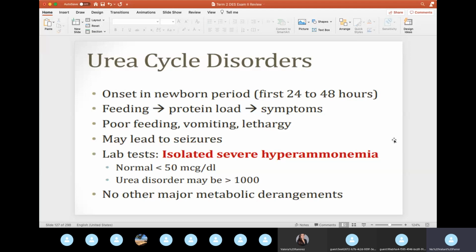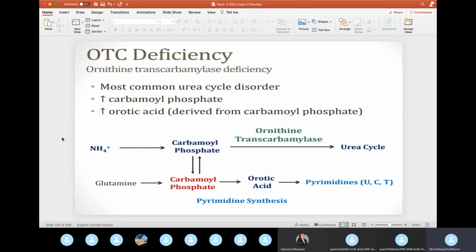Now let's talk about urea cycle disorders. The onset is in the newborn. So after feeding, you have a protein load which produces symptoms. Why is this deadly? It can lead to seizures. So what can we see? Severe hyperammonemia. Can you imagine 1,000 micrograms per deciliter in the blood of a newborn? In the vignette, if there is hyperammonemia, think about urea cycle disorders.